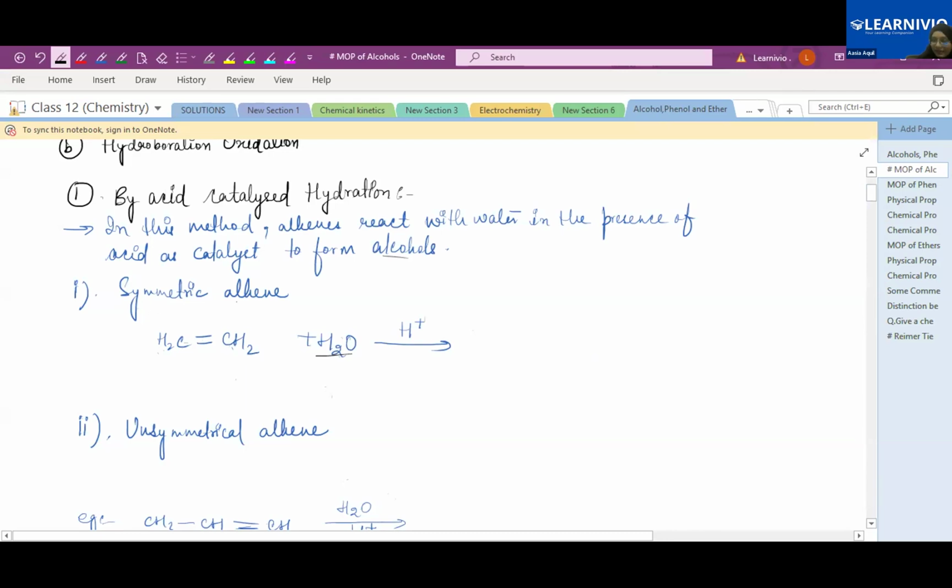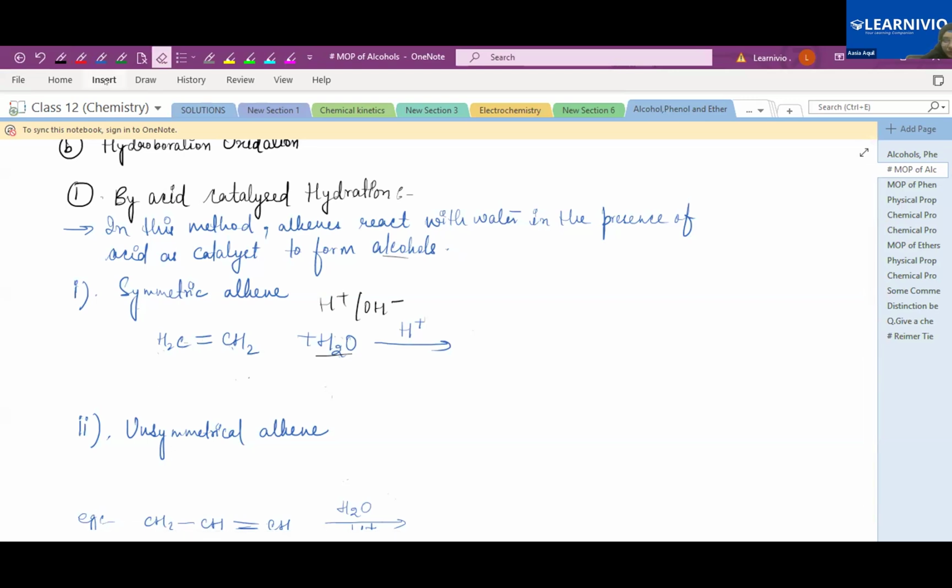If it is a symmetrical alkene, just like CH2 double bond CH2, ethene आप ले रहे हो, when you do the hydration of ethene, what happens? This H2O will give you H plus and OH minus ion, right? And if it is a symmetrical type of alkene, you don't have to worry about that. You can attach OH to any of the carbon and hydrogen to the other carbon.